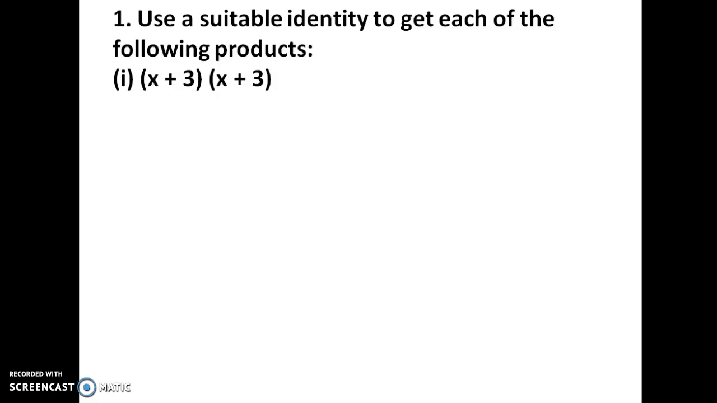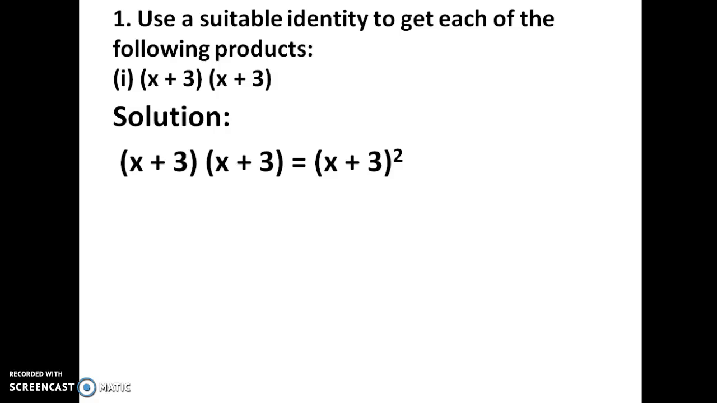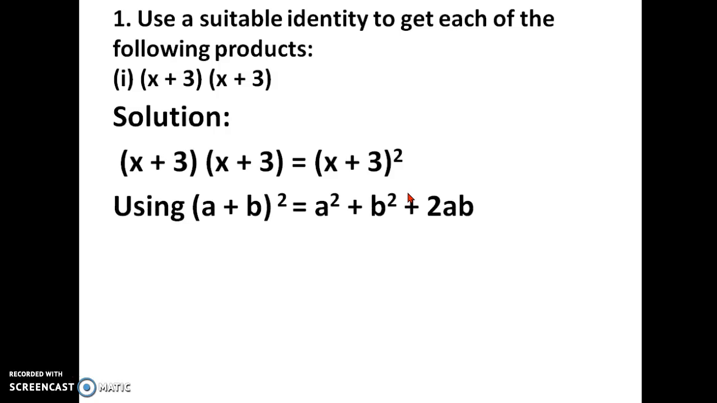First problem: use a suitable identity to get each of the following products. The first subdivision is x plus 3 into x plus 3. It is multiplied 2 times, both are x plus 3 only. That means it is x plus 3 the whole square. Square can be understood like this, that it is multiplied. So this is of the form of the identity a plus b the whole square.